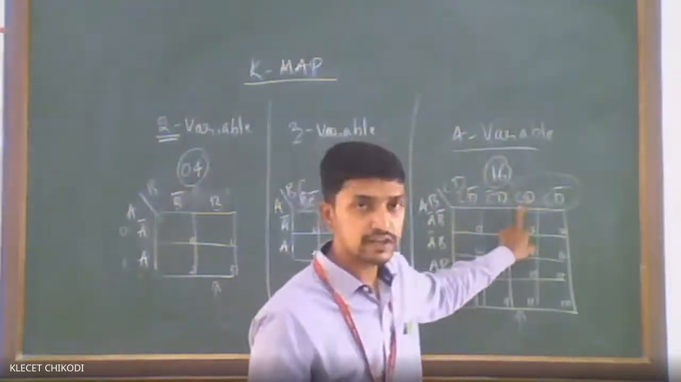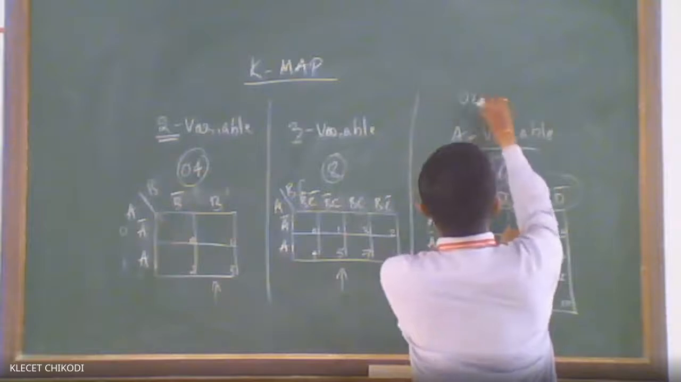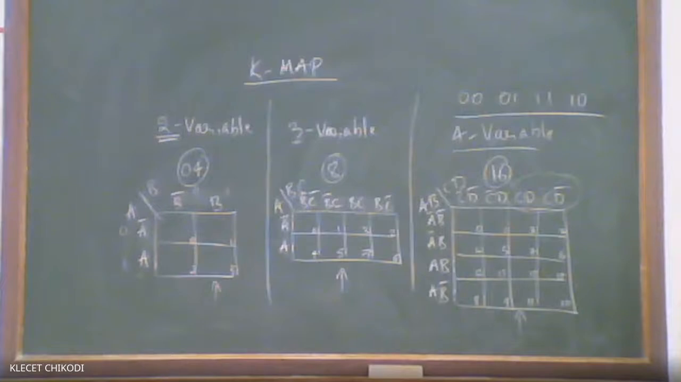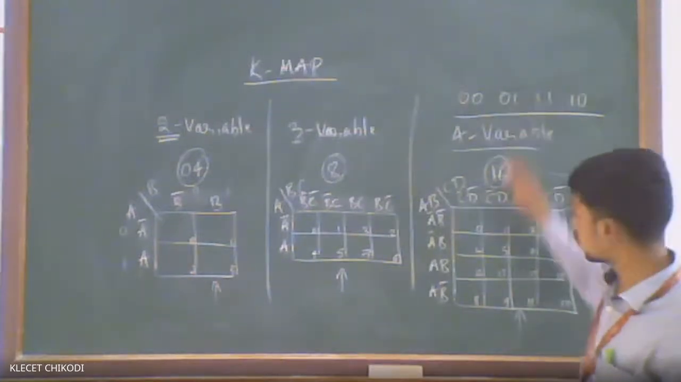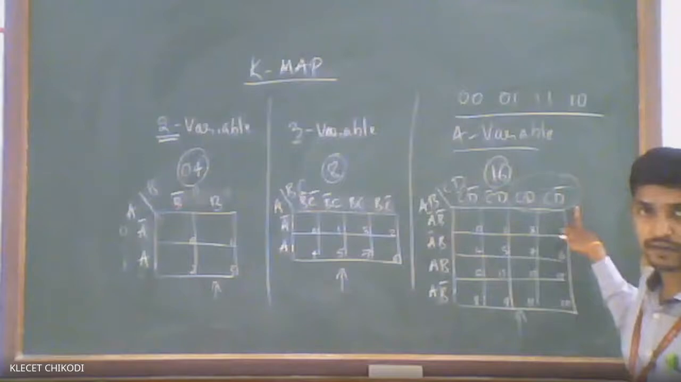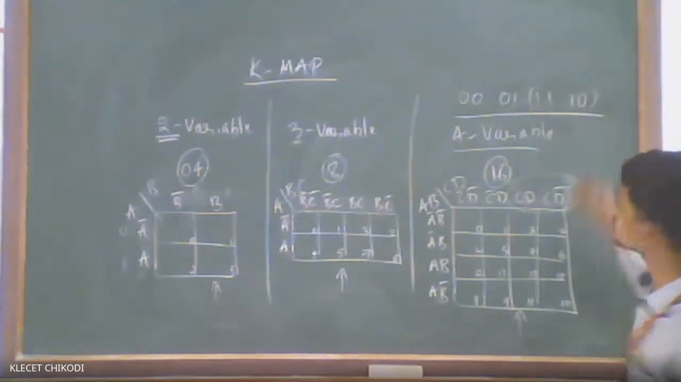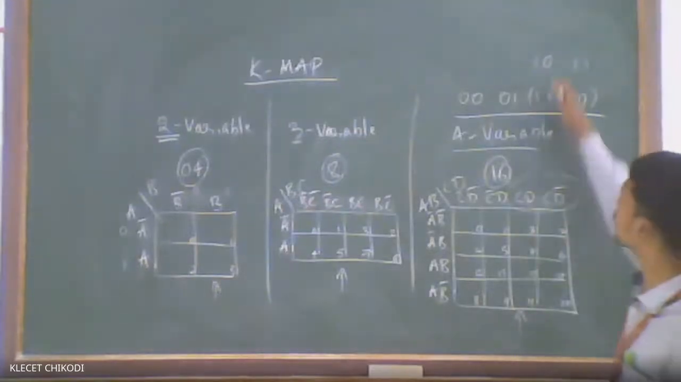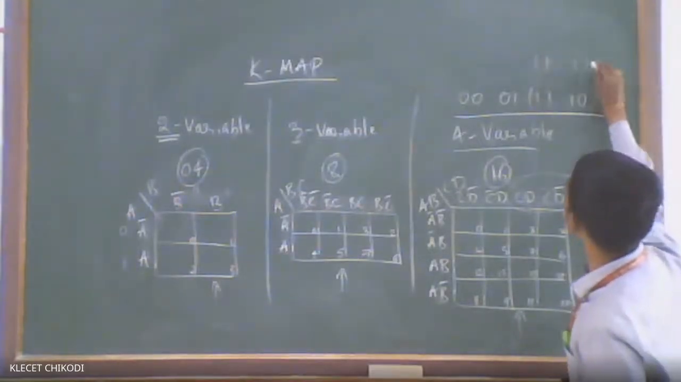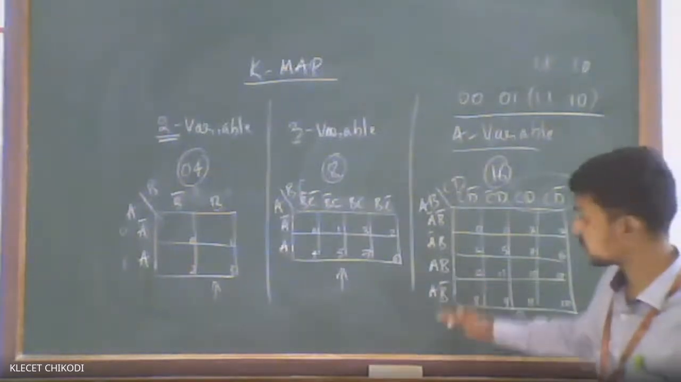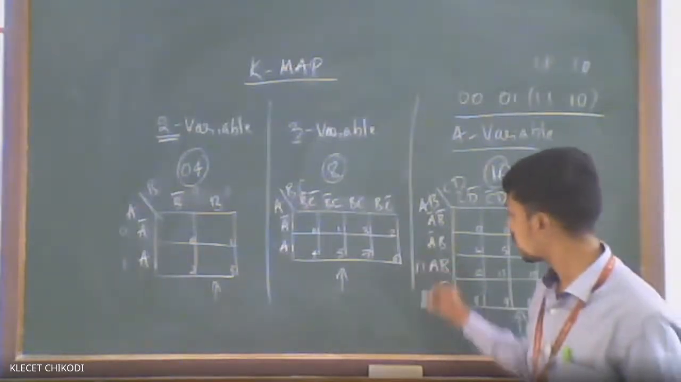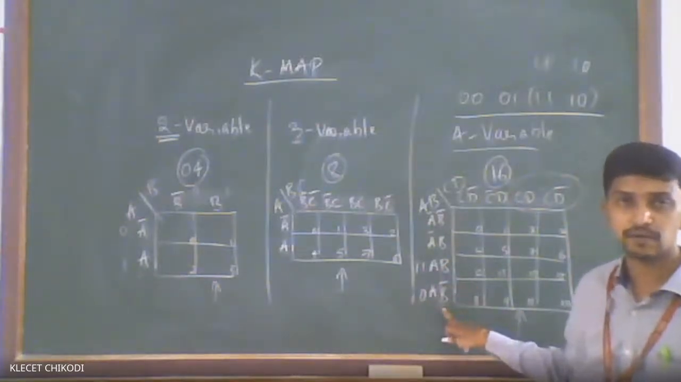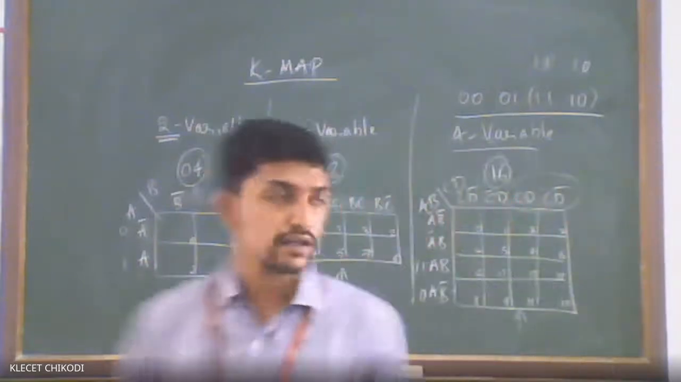So first you have to write CD because the numbering is like this: 0 0, 0 1, 1 1, 1 0. Corresponding to these numberings, you have to write the respective variables here. Okay, don't confuse with the last two. When you are writing, it is not 1 0 and 1 1. It is not like that. The third one is 1 1 and the fourth one is 1 0. Similarly here also, the third one is 1 1 and the fourth one is 1 0. Corresponding to those values, you have to write the variable combination there. Fine.